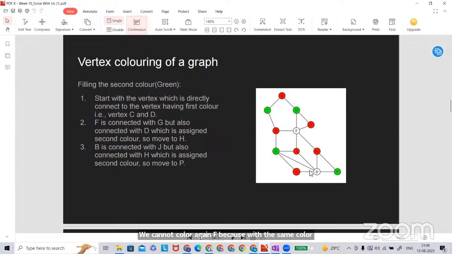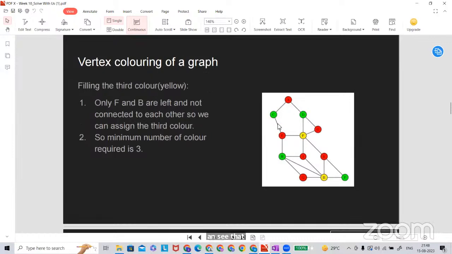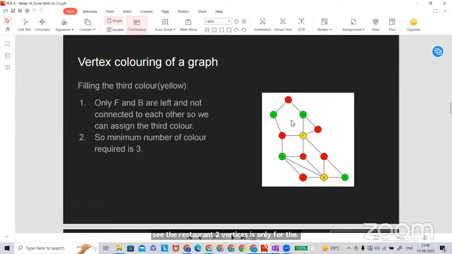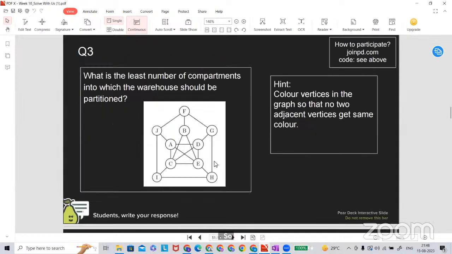Here H, B and P are handled similarly. Once you have colored with green, now we can take a different color, and color B with yellow, then we can color F. Only 2 vertices remain. So for this problem, we need 3 colors to color the graph. So based on that, this is the problem we have.